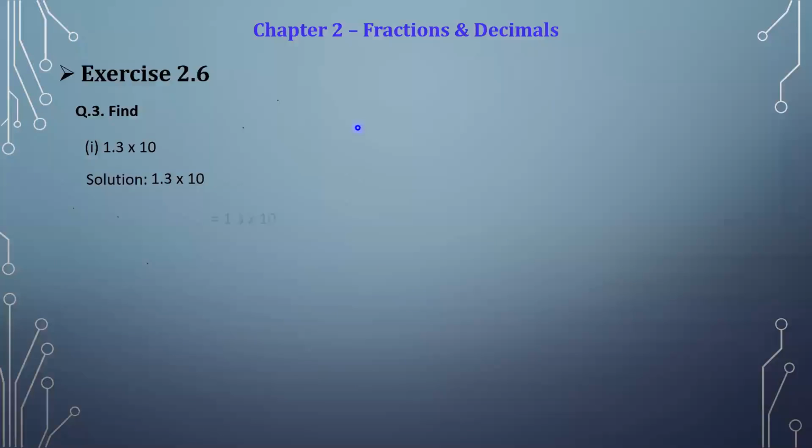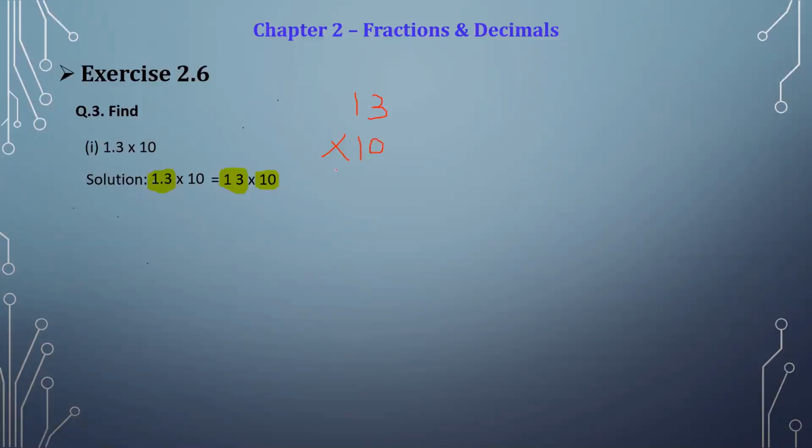So here, the same method we are going to follow. Again we are going to remove the decimal point for a temporary purpose. In 1.3, we removed the decimal point, due to which that number has become a whole number, 13, and the second number is going to remain as it is. So after removing the decimal point, we obtained the numbers like this: 13 into 10.